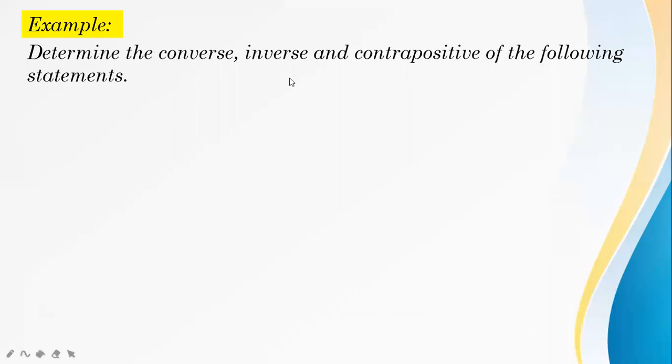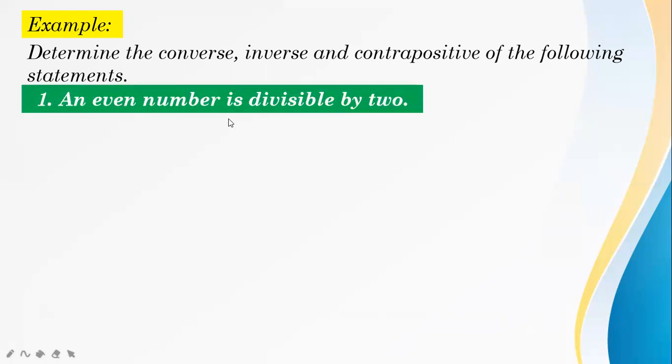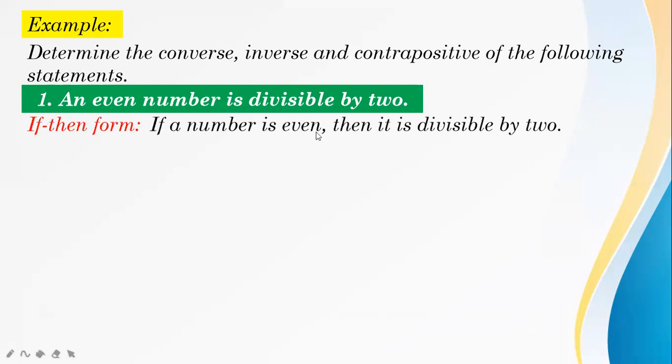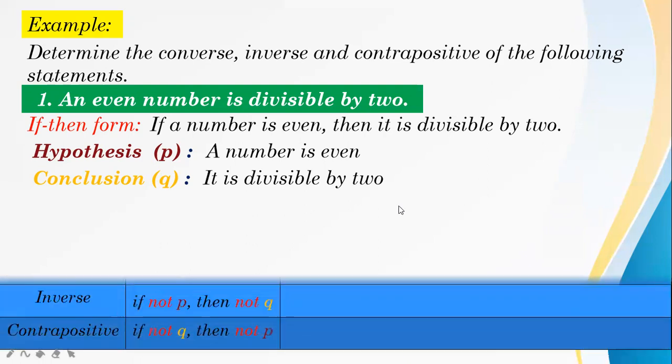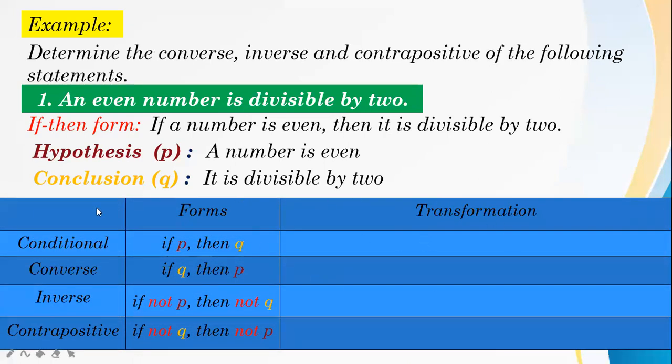Example: determine the converse, inverse, and contrapositive of the following statements. We have number 1, an even number is divisible by 2. So the if-then form: if a number is even, then it is divisible by 2. The hypothesis will be our P, a number is even. Then we have the conclusion, Q, it is divisible by 2. Now we have this table. We have the conditional, converse, inverse, contrapositive, and these are the given forms.